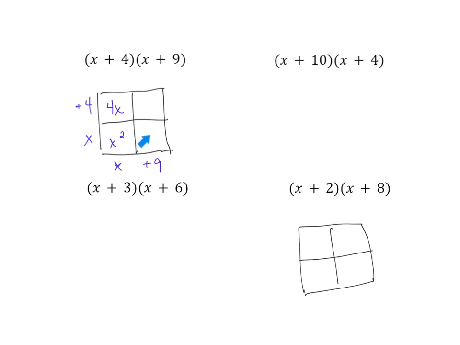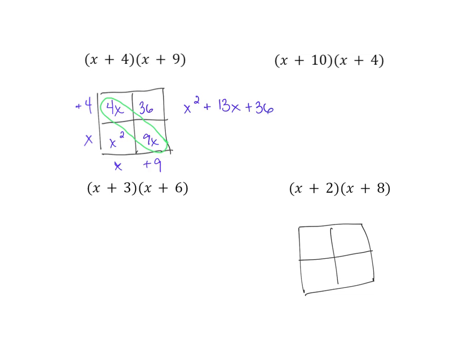9 times x here, so 9x. And 9 times 4, which gives me 36. So my like terms here are both the x's, 4x and 9x. So when I add those two together, I get 13x. So I'm going to write this out with first the x squared. So x squared plus 13x plus 36.